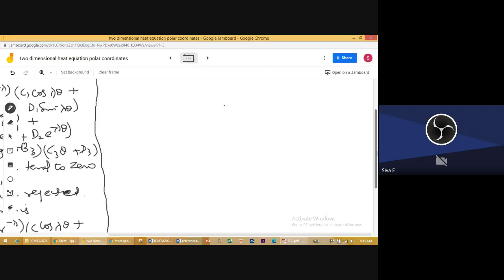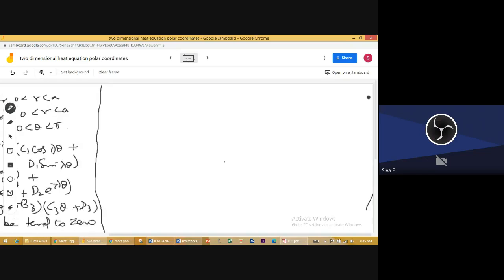Substituting C equal to 0, we get u of r comma theta equals A r power lambda plus B r power minus lambda, into D sin lambda theta.